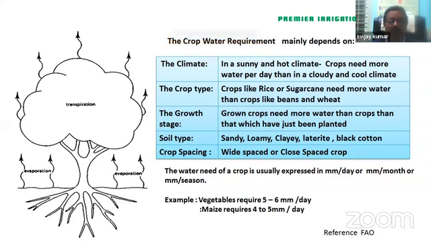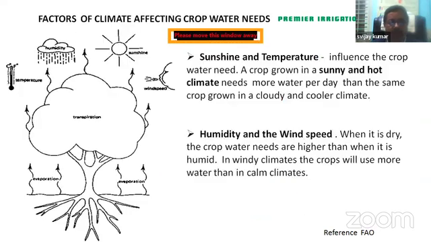Generally, when we talk of water requirement, we are talking about the evapotranspiration and these important factors. For example, we will say a vegetable requires 5 to 6 millimeters per day, or maize requires 4 to 5 millimeters per day. So this is the kind of water that is evaporating. Whatever water is going out, the same water has to be given back directly to the root zone. Now, let us look at the climatic factors in a little more detail.